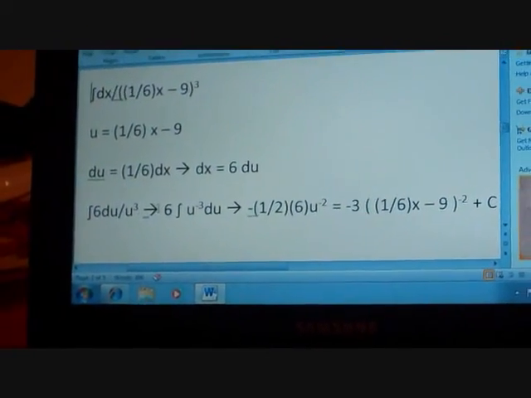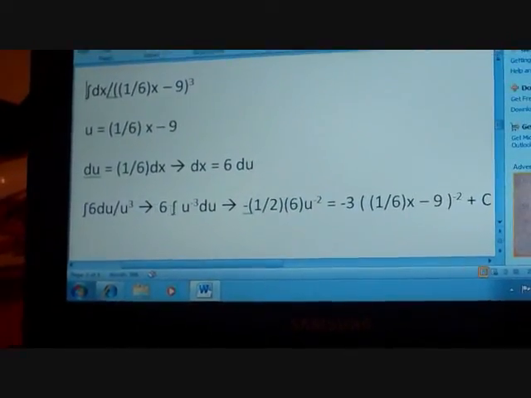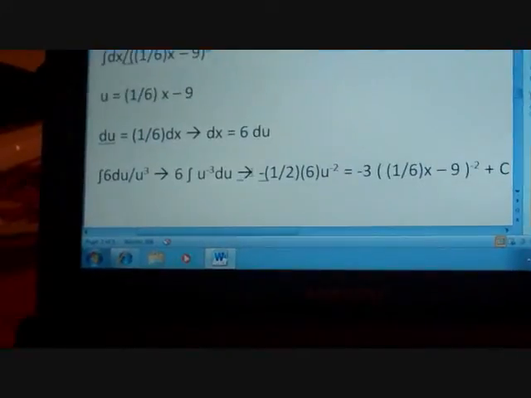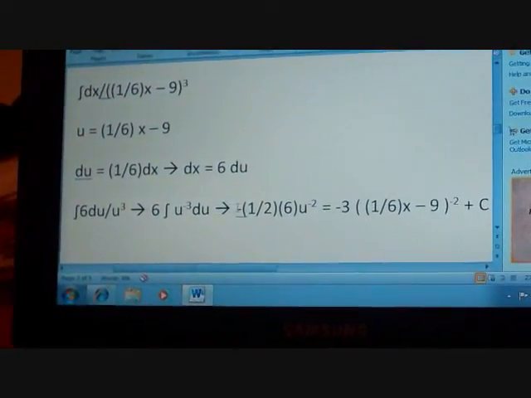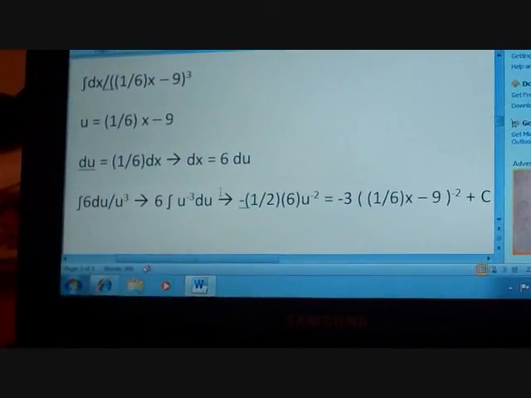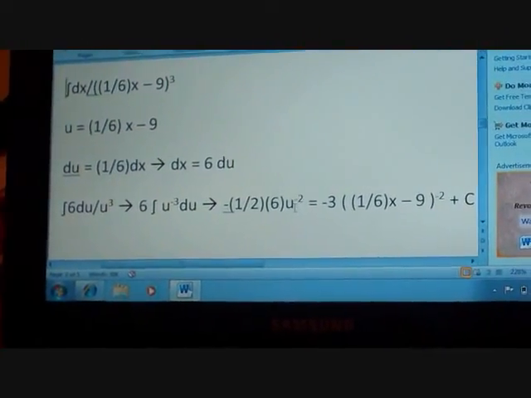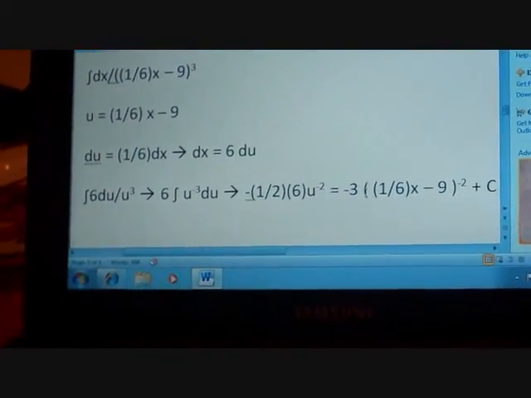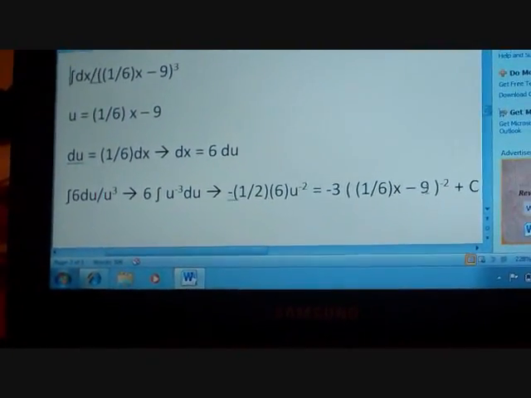From there, we take it back down into the integral, giving us the integral of 6 du over u cubed, which becomes, pulling 6 through the integral, 6 integral u to the negative 3 du, which in turn becomes negative 1/2 times 6 u to the negative 2, which equals negative 3 (1/6 x minus 9) to the negative 2 plus c.